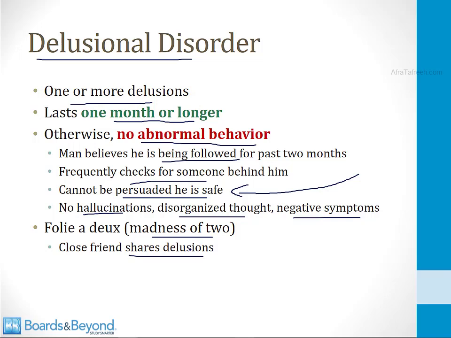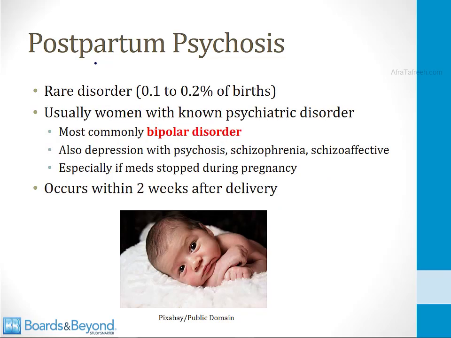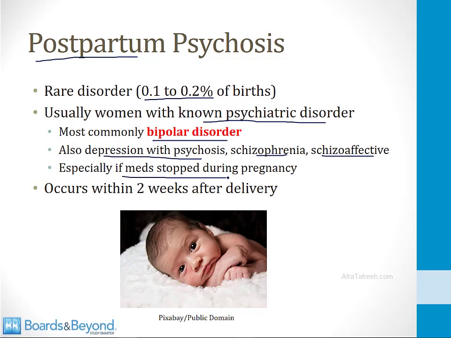the same delusion. I'll finish this module by talking about one additional psychotic disorder, and that is postpartum psychosis. This is a very rare disorder that complicates a very small number of births. It almost always occurs in a woman who gives birth who had a known psychiatric disorder prior to becoming pregnant. Most commonly, it's bipolar disorder, although sometimes you also see it in women who have depression with psychosis or schizophrenia or schizoaffective disorder. And it classically occurs in a woman who stopped her meds during pregnancy because she didn't want to harm the baby. This will present usually within 2 weeks following delivery of the baby.